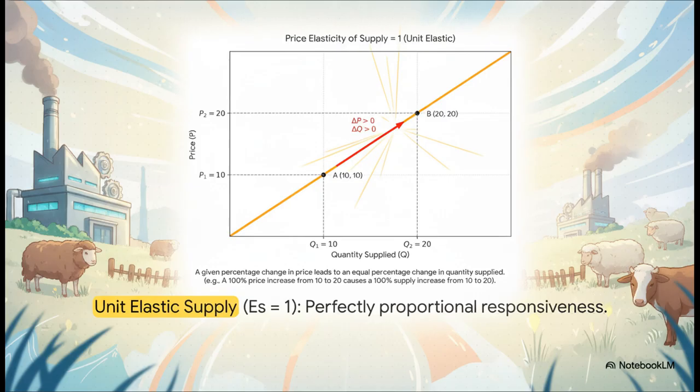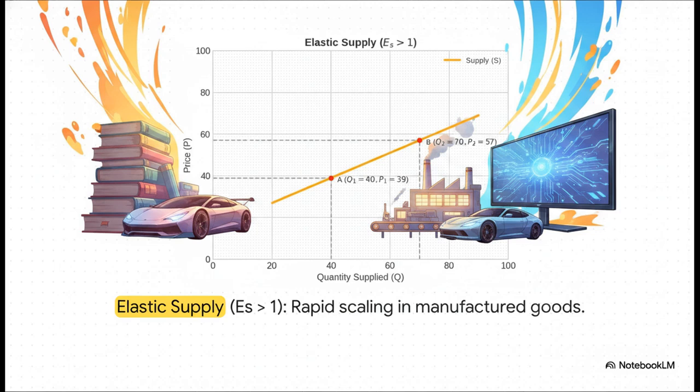Finally, we've got elastic supply, a flatter curve, where the value is greater than 1. A modest price increase triggers a rapid, massive extension in supply. This perfectly corresponds to manufactured goods like books, cars, and televisions. Unlike drilling for oil, if the market price for TVs goes up, factory managers can rapidly scale output simply by telling their workforce to run longer shifts.